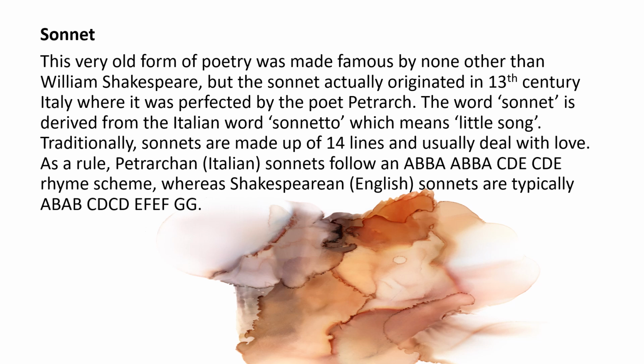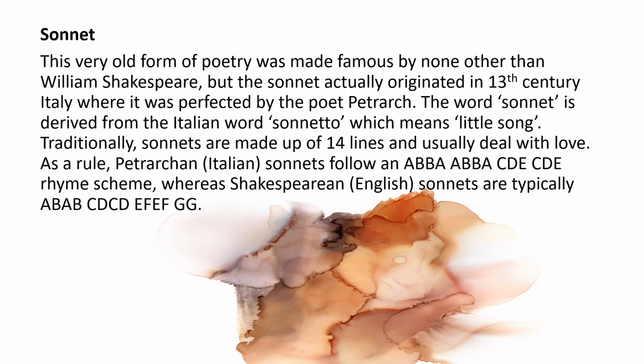Sonnet is the most popular form, which we know very well, and it is an old form of poetry, made popular by none other than William Shakespeare. But the sonnet actually originated in 13th century Italy, where it was perfected by the poet Petrarch. The word sonnet is derived from the Italian word sonetto, which means little song. Traditionally, sonnets are made up of 14 lines and usually deal with love. However, in modern times, we have sonnets on different themes also. That is, experimental sonnets are also there.